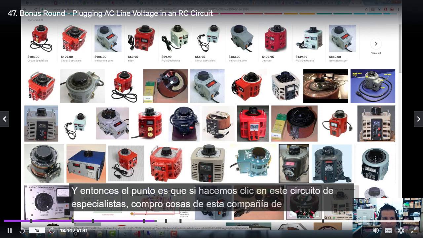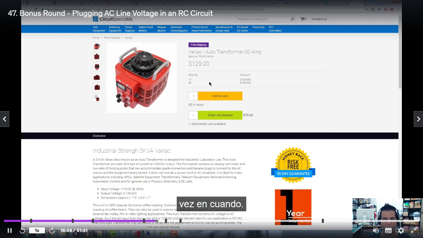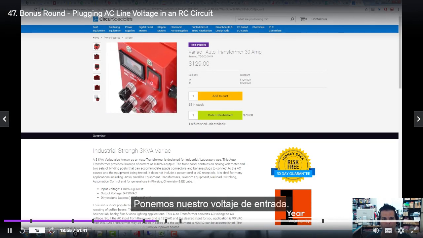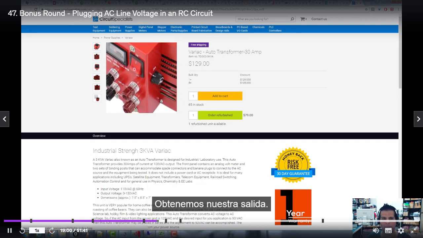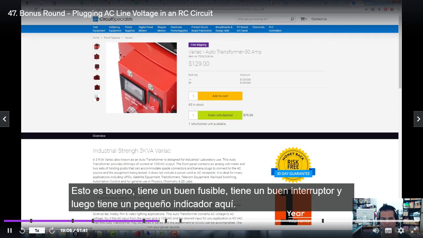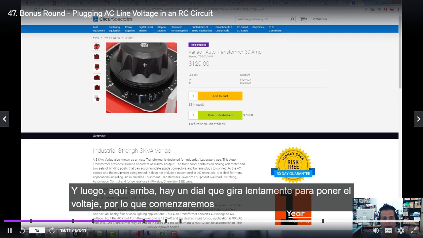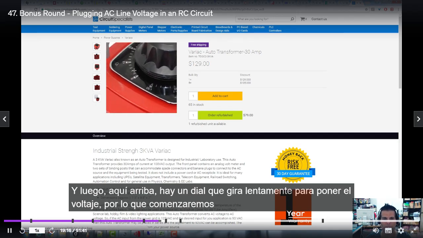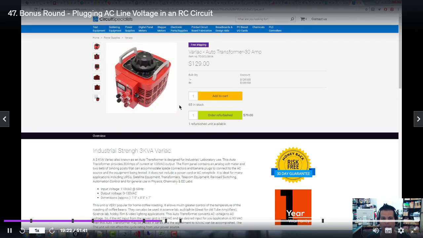And then the whole point is if we click on this one, Circuit Specialist, I buy things from this company from time to time. What this allows you to do here is on the left, we put our input voltage. That's going to come from our isolation transformers. Then on the right, we get our output, and this is nice. It has a nice fuse, a nice on switch, and a little gauge here. This is an old style analog gauge, which is going to measure the voltage. And here up top, there's a dial, which you twist around slowly to set the voltage. So we're going to start it off at 0, then run it up to like 120 volts. That's what we're going to do. So that's a variac right there.